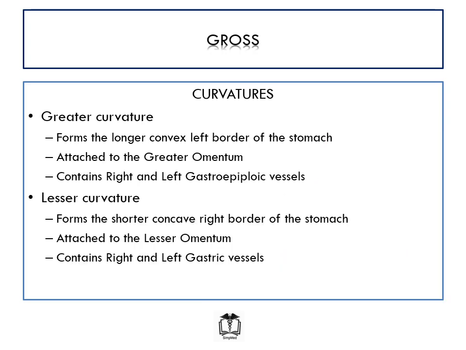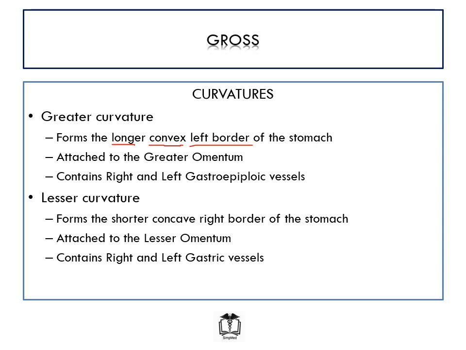The greater curvature of the stomach is the longer and convex curvature. It's found on the lateral border of the stomach. It forms the lateral border of the stomach. It's convex and it is longer compared to the lesser curvature, hence the name. It is attached to the omentum called the greater omentum, and it contains some blood vessels that tend to run within it. The blood vessels found in the greater omentum running along the greater curvature will be the right and left gastroepiploic vessels, what we call right and left omental vessels.